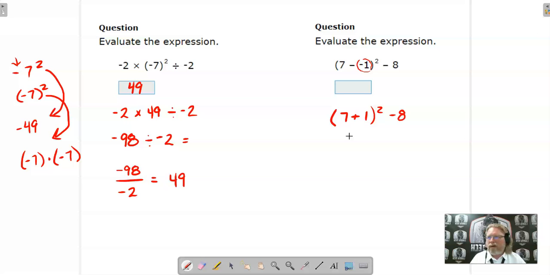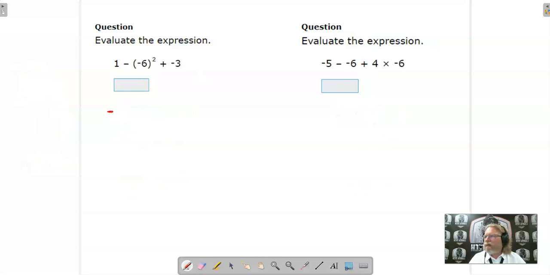All right, let's take care of what's in the parentheses. 7 plus 1 is 8. Let's square that and then subtract 8. Now before we do the subtraction, we have to do the exponent. 8 times 8 is 64. And now I'm going to subtract 8. On this one, neither number's negative. I could write that as 64 plus negative 8, but for most of you, that's probably not going to be necessary. So 64 minus 8 is 56. And 56 is the solution.